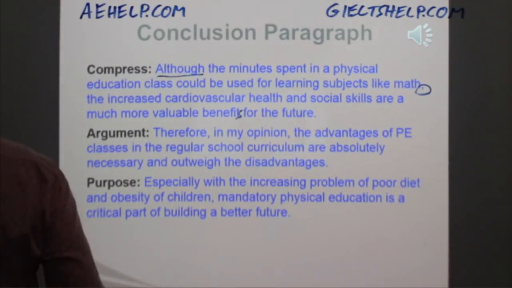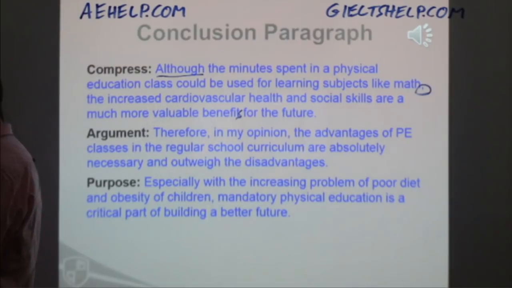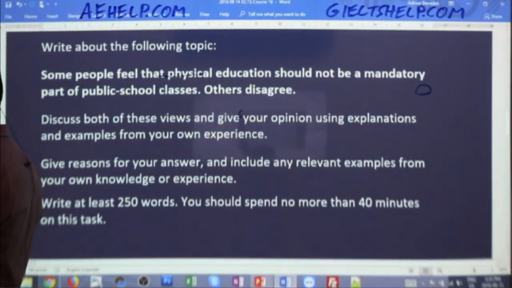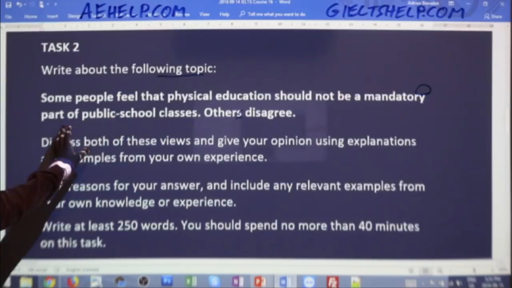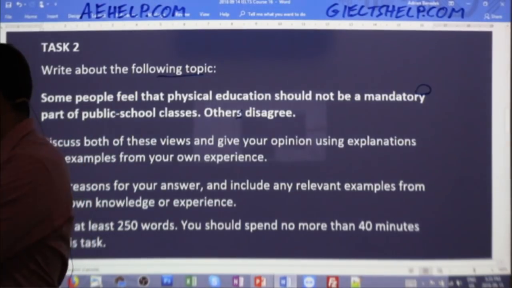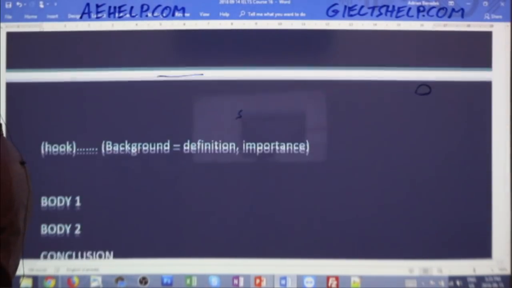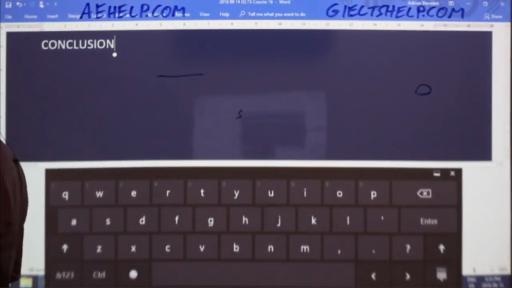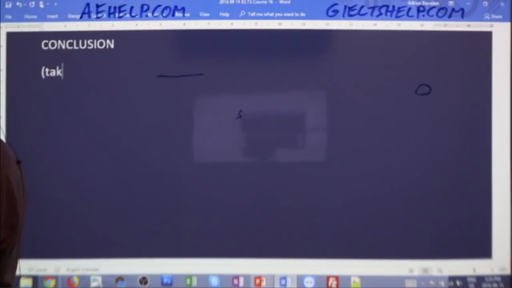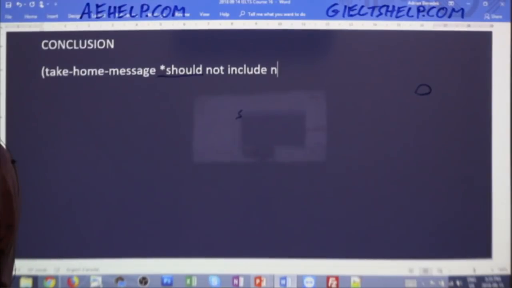Okay, I'll show you what I have in mind. So I might write something different. So again, this was our original question, right? So here we go. So we can also call this the take-home message. Okay, and again, remember that in the take-home message, you should not include new information or a new argument. So something like this might be a little bit better.